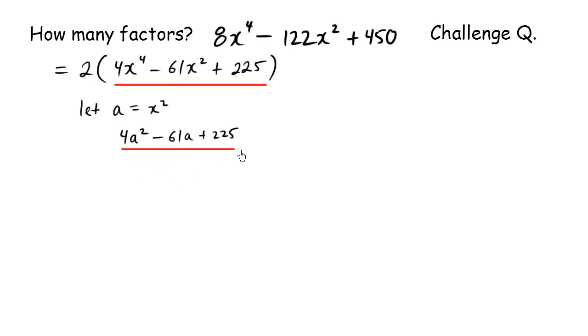We're going to do this times this. 4 times 225 is 900. So one way of factoring this is to rewrite this as an easier version, plus 900. And we're going to rewrite it, factor this. We have a times a. And what times what becomes 900, yet adds to negative 61?